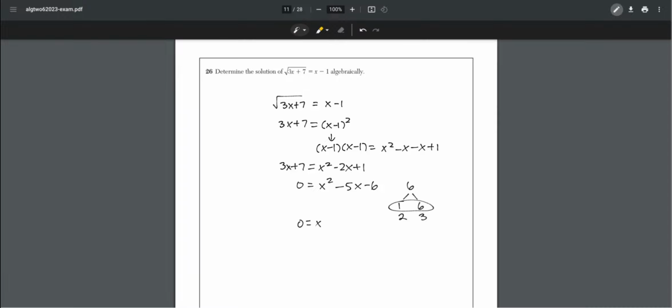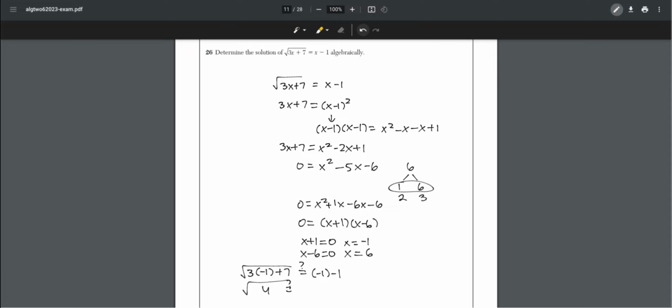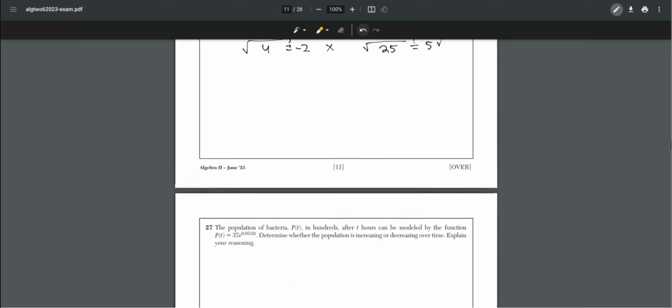X squared plus 1x minus 6x minus 6. This factors to x plus 1 times x minus 6. X is equal to negative 1 and positive 6. We need to check for extraneous solutions, however, so plug in those values of x into the original equation. As we can see, the solution x is equal to 6 works, but x equals negative 1 is an extraneous solution.